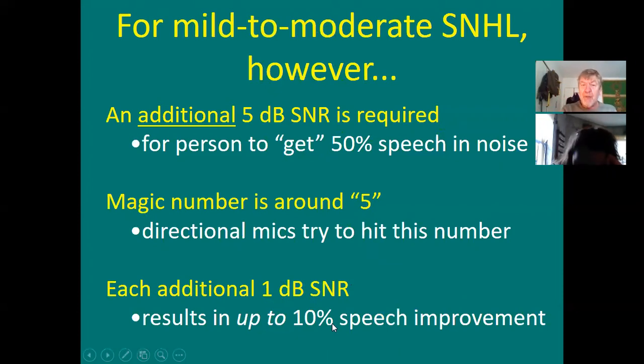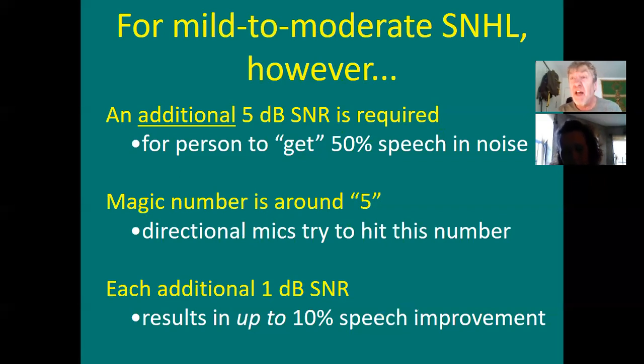And even if you cut the 10% in half, let's think really negatively. The directional mic improved the SNR by 2 dB, and for each dB there's only 5% speech improvement. Well, 2 times 5 is 10. 10% is still something to be recognized. It's better than nothing.